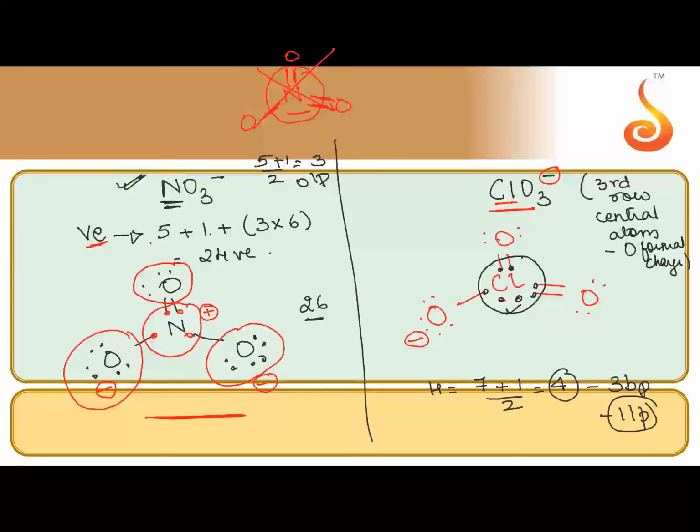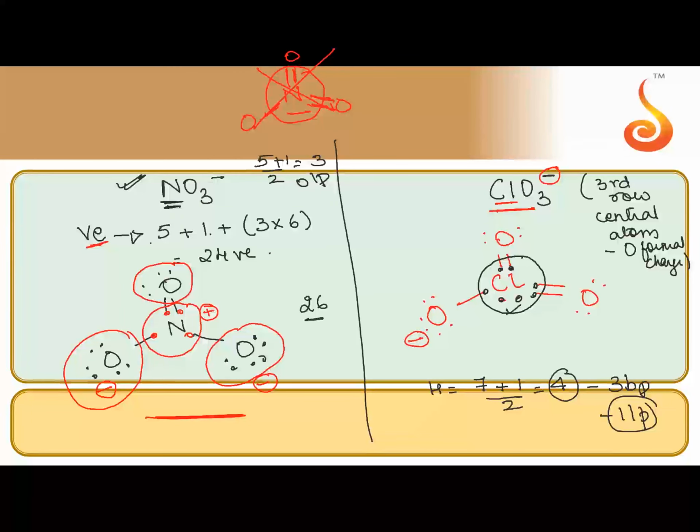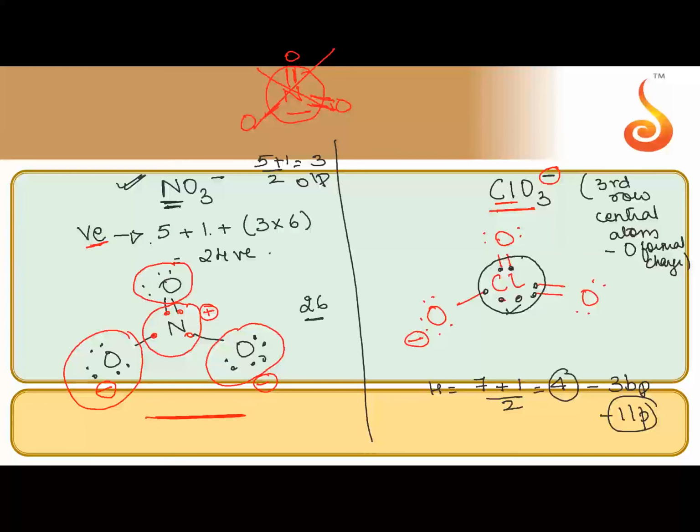Each and every element should have octet in second row element, whereas if a third row element becomes a central atom, it can expand its octet. Watch out for phosphorus, sulfur, and chlorine. These are the main atoms which can expand its octet.